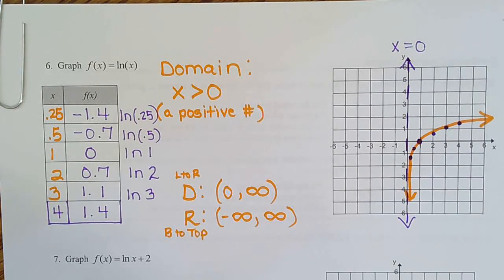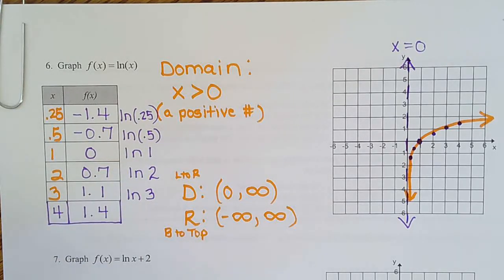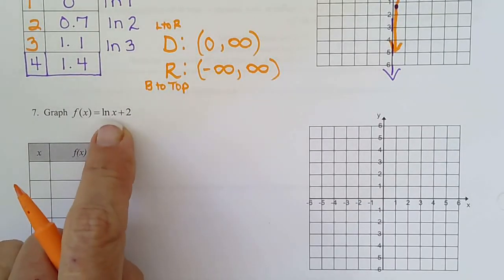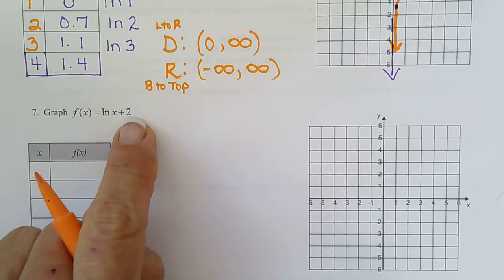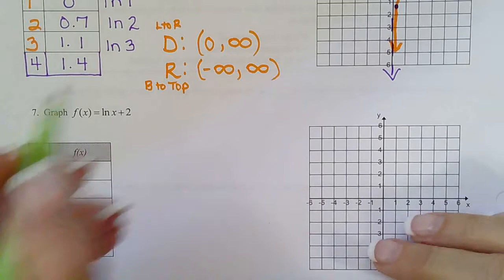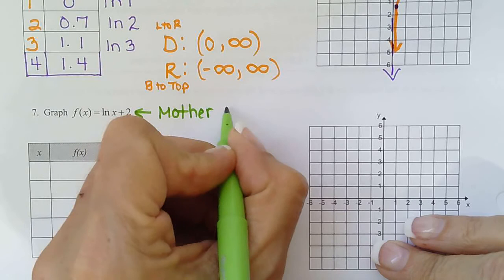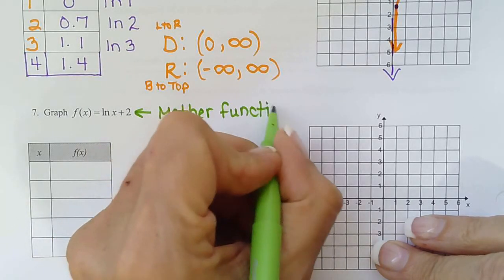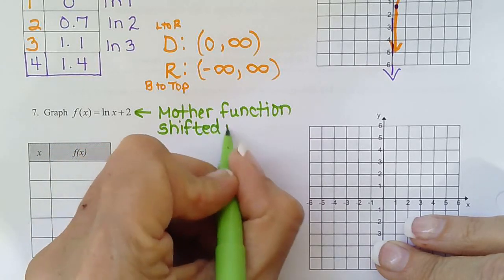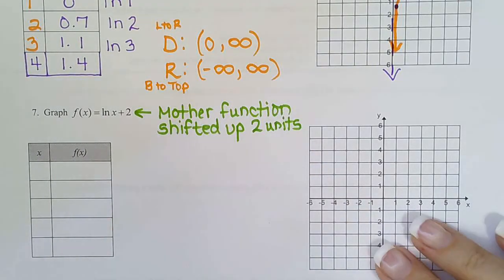So you could actually do it without a t-table. You could just add 2 to all these y values. But we'll pretend we don't have this one here. But you should recognize that it is just the mother function, which was above, shifted up 2. So let's go ahead and write that in. Mother function shifted up 2 units. There we go.